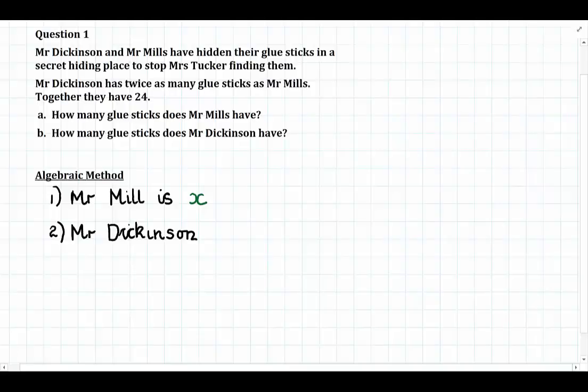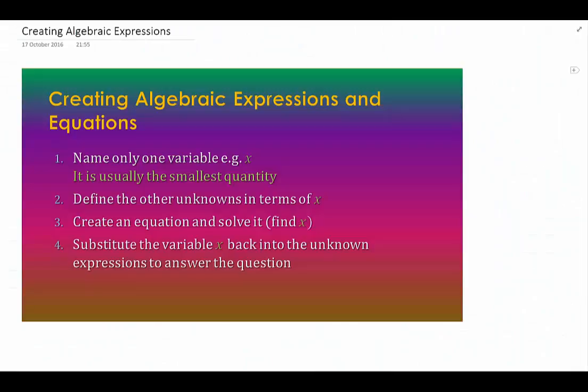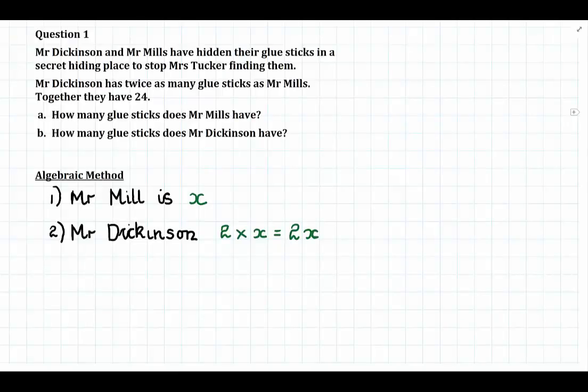Mr. Dickinson has twice as many glue sticks as Mr. Mills. So Mr. Dickinson is 2 times x, which is equal to 2x. The next step is step 3, create an equation and solve it, find x. Step 3. So let's look at the equation.